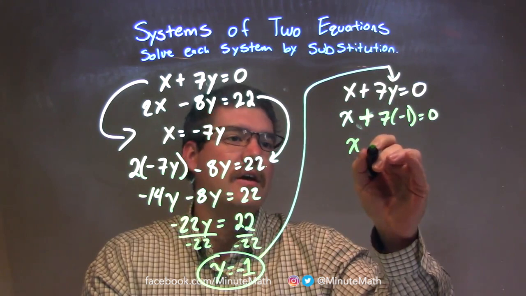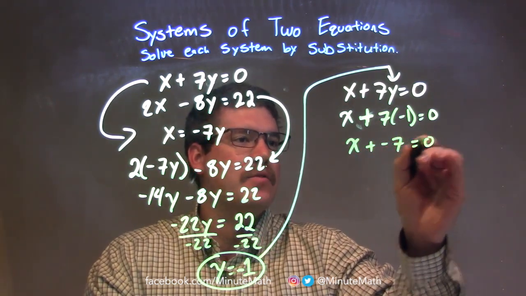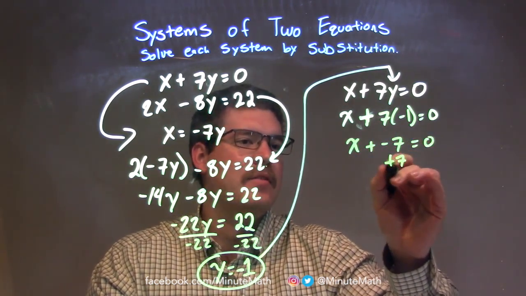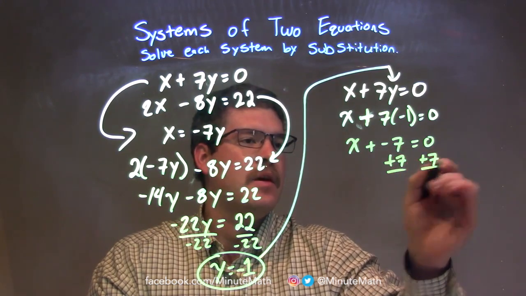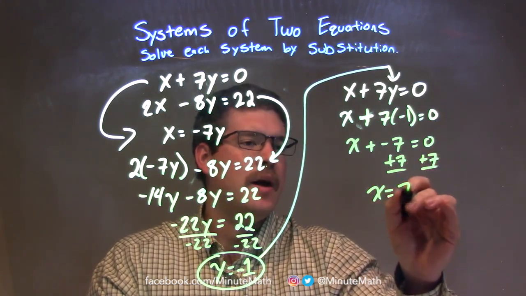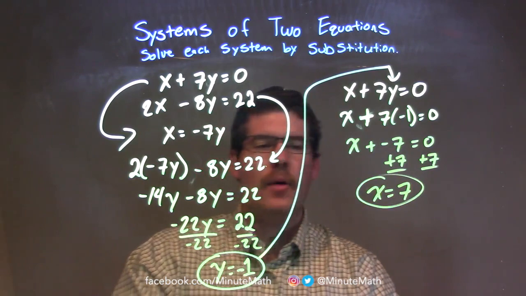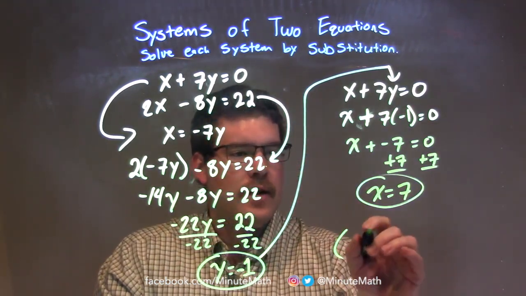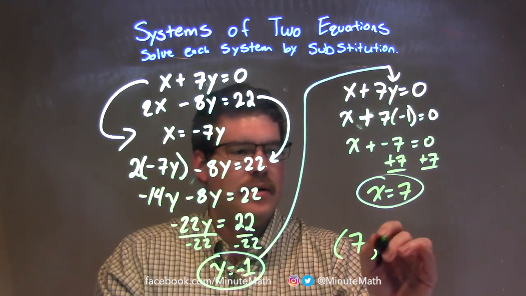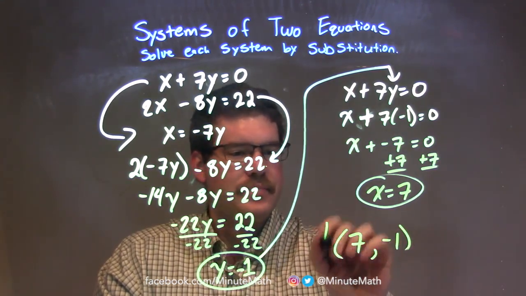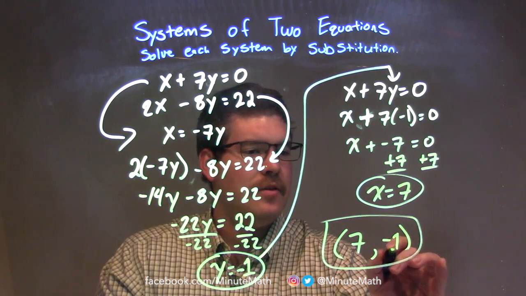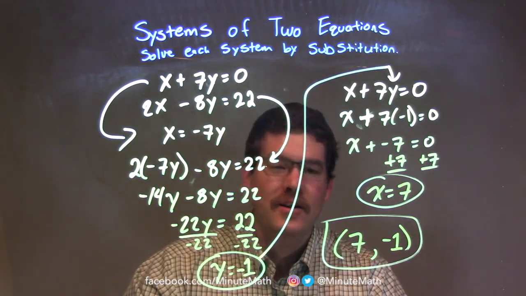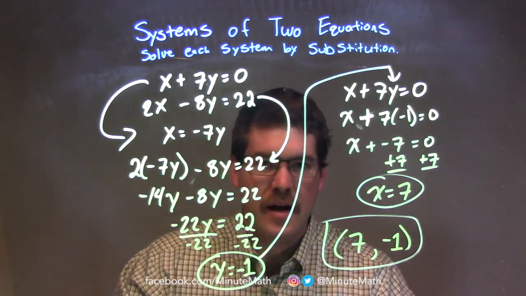So we have x plus -7 right here equals 0. We add 7 to both sides to eliminate that -7. And we're left with x by itself equals 7. So now we have an x value and a y value, right? We can write that as our coordinate point for our final answer, which is just (7, -1). And there we have it. Our final answer, our solution to the system of equations using substitution, is (7, -1).